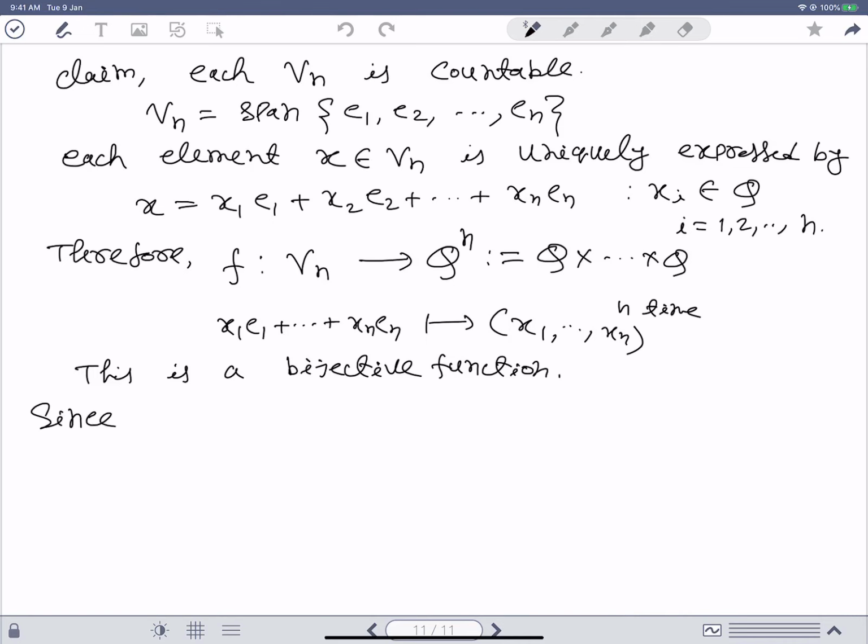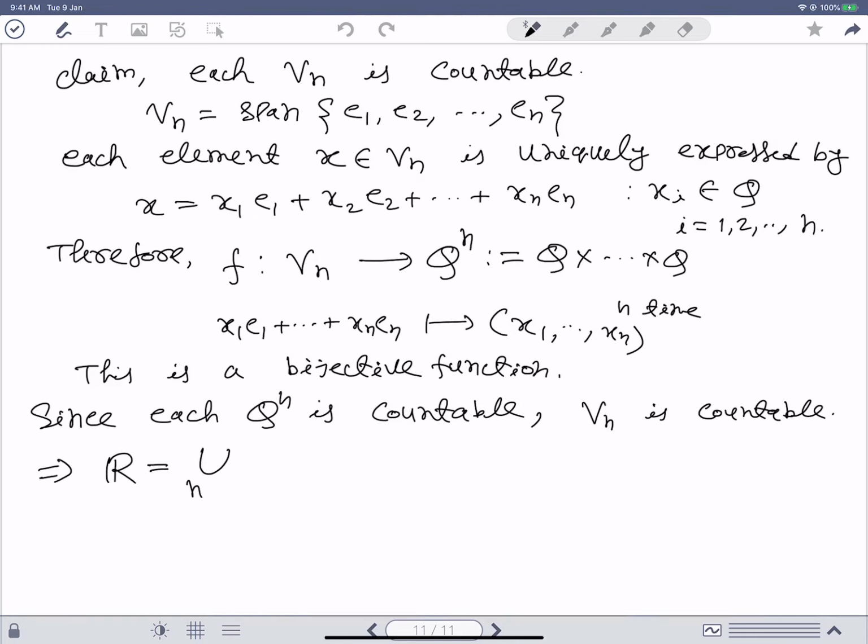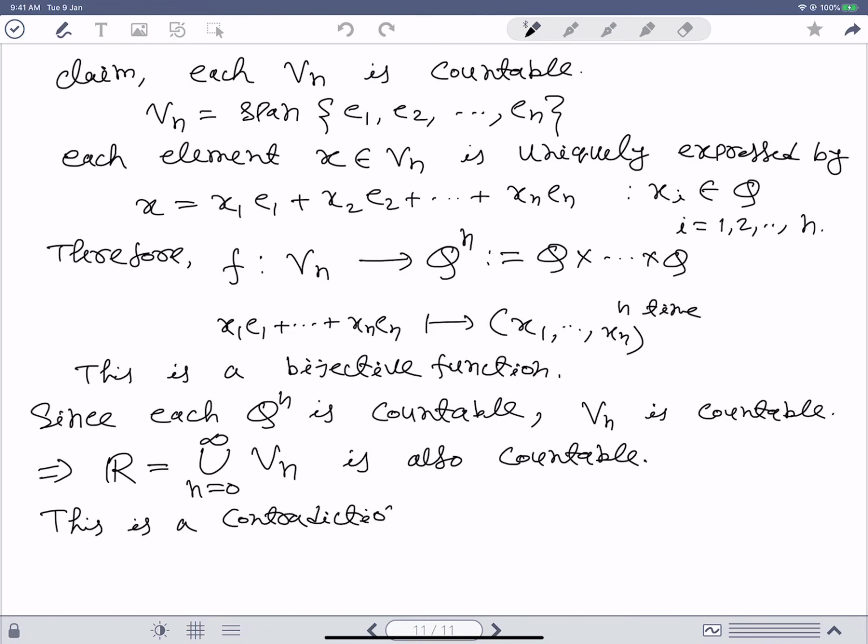Now since each Q^n is countable, therefore Vn is countable, right? So that implies R, which is the union of n equal to 0 to infinity of Vn, is also countable. But we know that R is uncountable, right? So this is a contradiction. So we assumed that it has a countable basis and we got a contradiction.